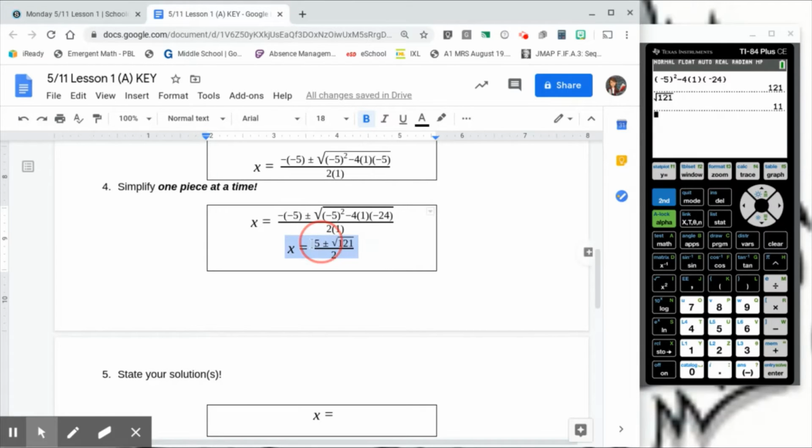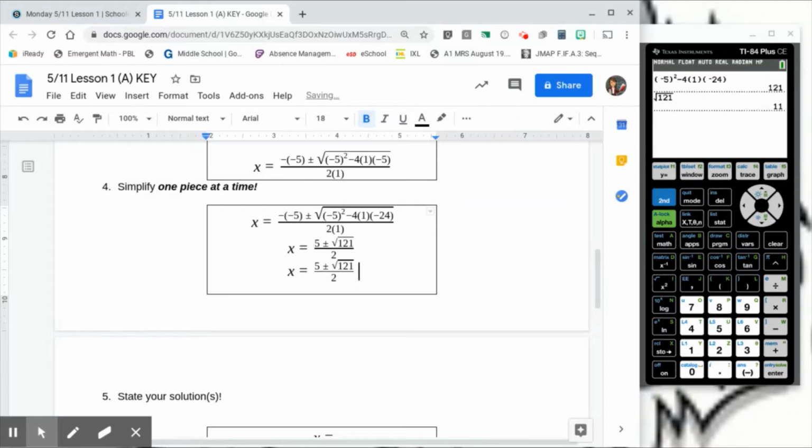So I'm going to, again, replace this, copy and paste, Control C for copy, Control V for paste. And that means I can erase the square root as well. The square root of 121 is not the square root of 11. I see that a lot, so be careful with that. It is just plain old 11.